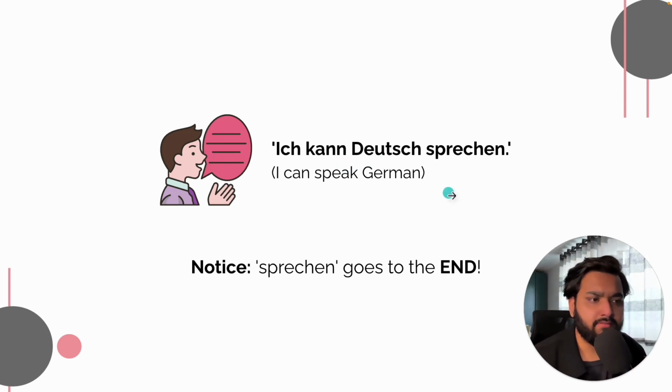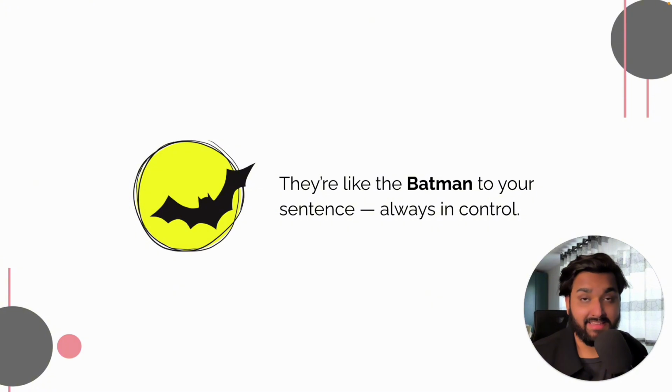If you use modal verbs like können, müssen, wollen, then you have to put the main verb at the end. As you can see, in this case, we use the modal verb können, ich kann. That's why the main verb sprechen goes to the end. They are like the Batman of your sentences, always in control.